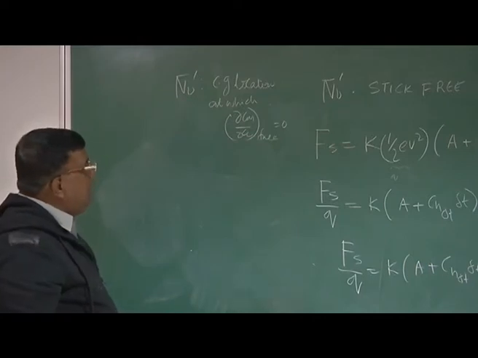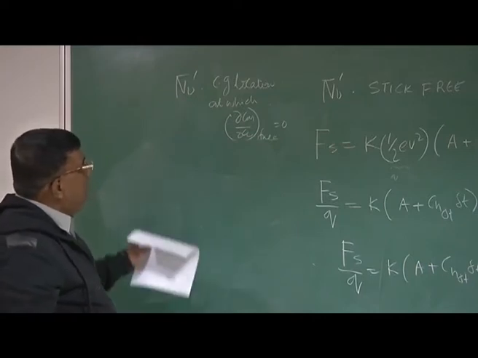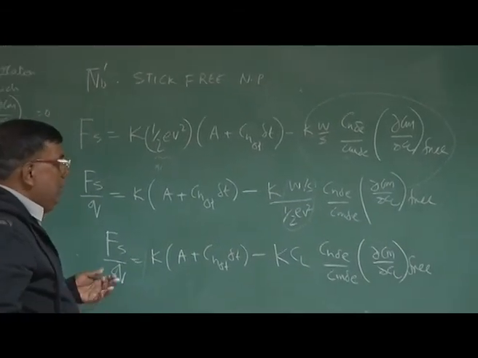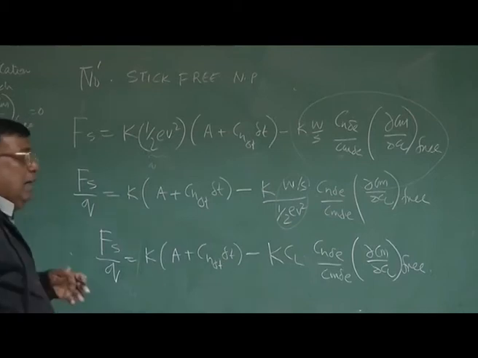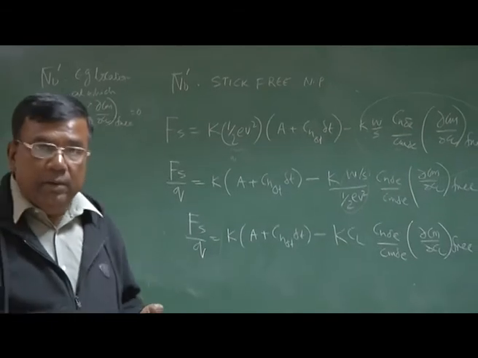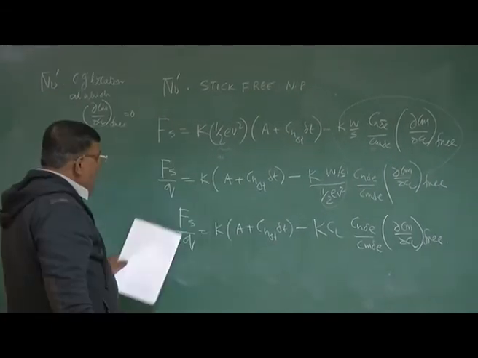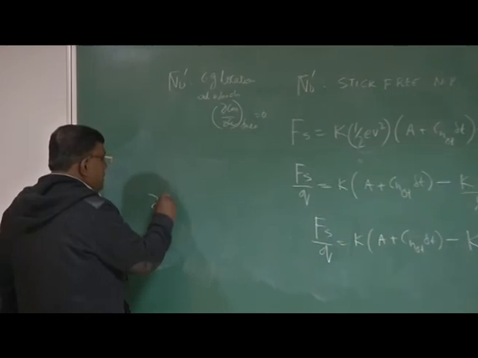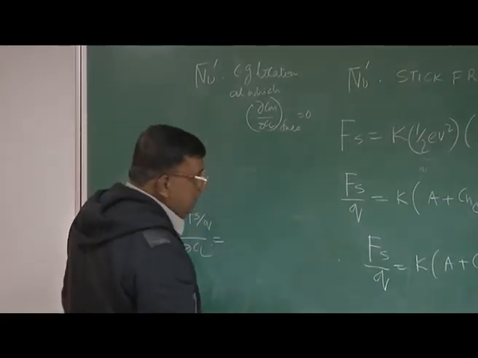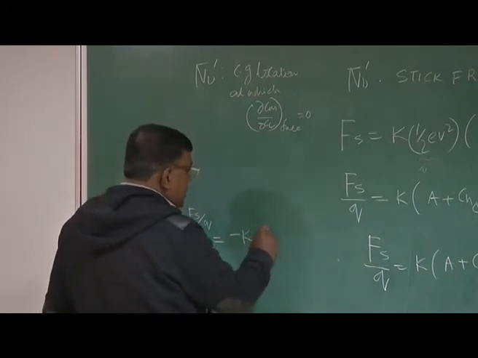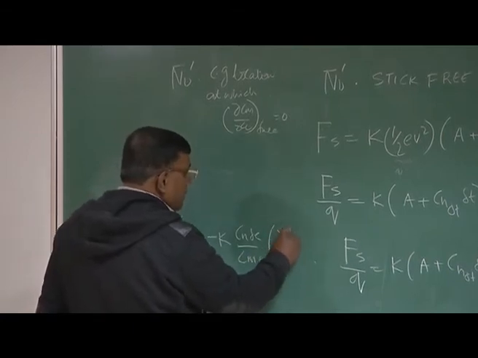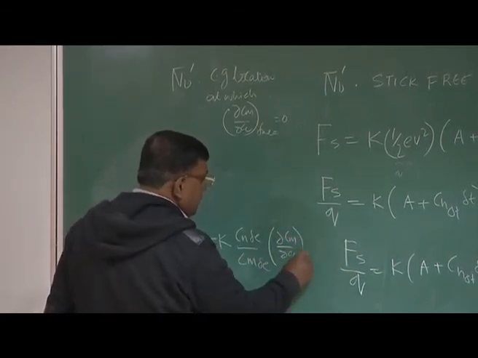Why we are trying to do like this: if I can somehow manipulate this expression and find an equivalent meaning of that, then I should be able to conduct an experiment with parameters which are measurable, right? Let's see what I mean. If I now write dFs by Q by dCl, this will simply become minus K CH delta E by Cm delta E into dCm by dCl free.